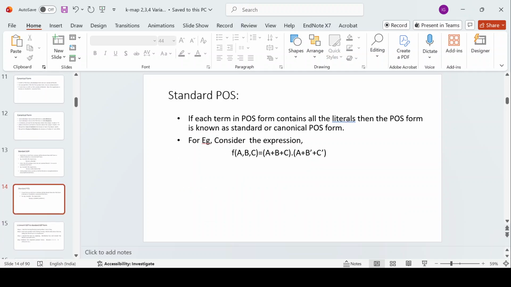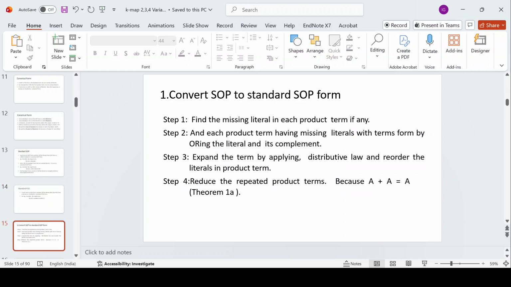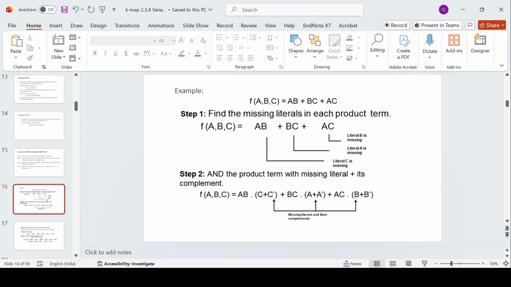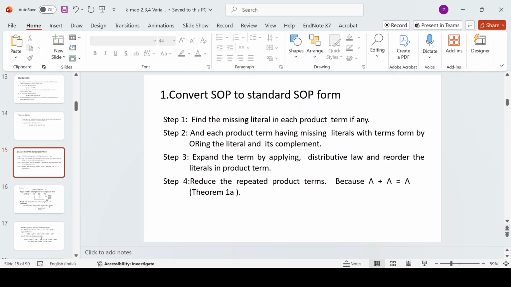So next one is the, now we can easily convert the non-canonical form into the standard form. So next one is the POS, product of sum. So in the product of sum, here we have the steps to convert the SOP into standard SOP.